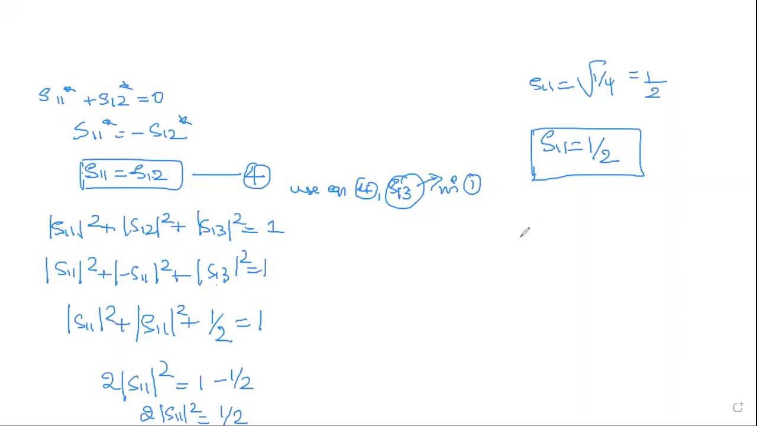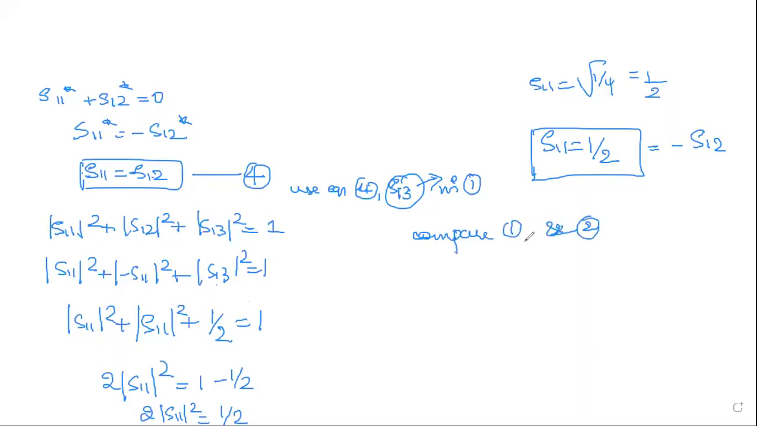Okay. Now you have all the values. Is any value remaining? S11 is 1 by 2. S12 will be minus 1 by 2, because you know it is minus S12. S13 you have got. Which one is remaining? S22. What do you have to do for S22? Compare the equations 1 and 2.